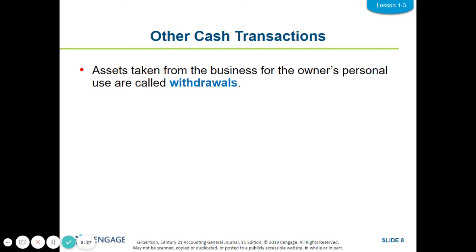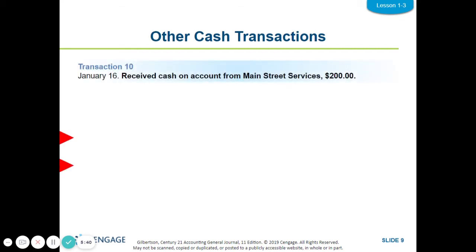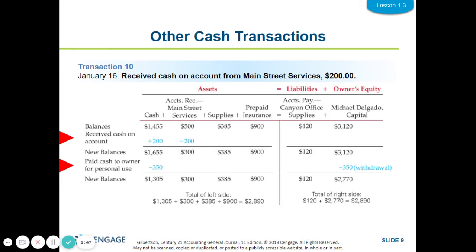So we're going to do one other transaction, then we're going to do a withdrawal transaction. So the first transaction here is receive cash on account from Main Street Services. So we went out a couple of slides ago and we did that service for Main Street Services, and we showed where they owed us $500. So in this account, they're making a payment to us. So our cash goes up because we're receiving cash, and what Main Street Services owes us goes down because they paid $200 of their $500. Now they only owe us $300.